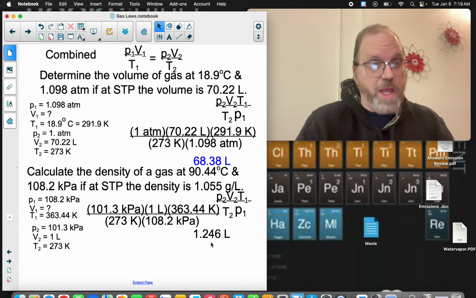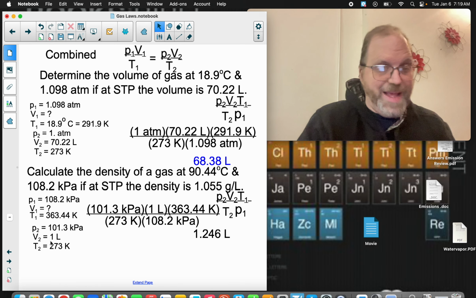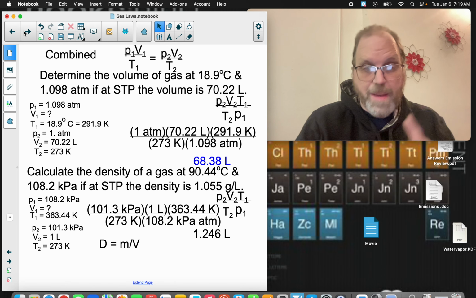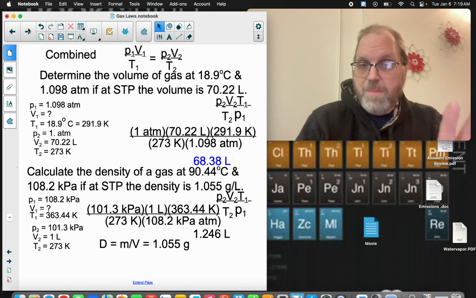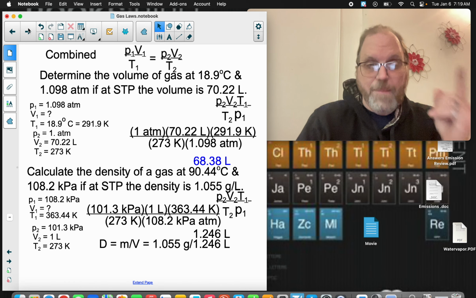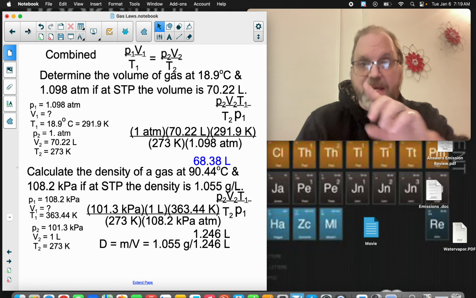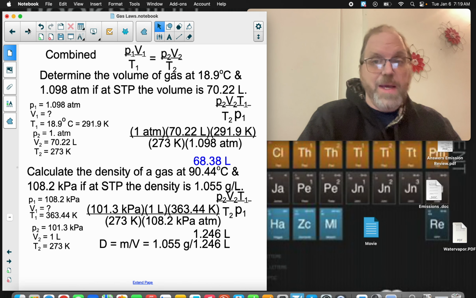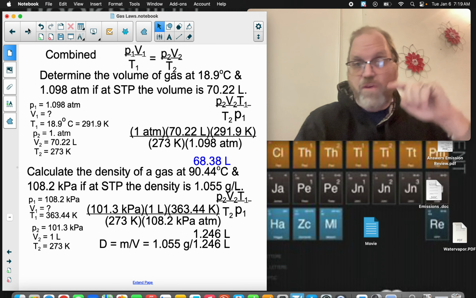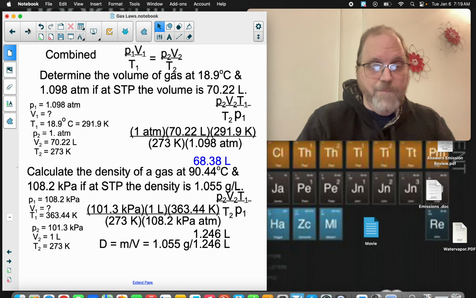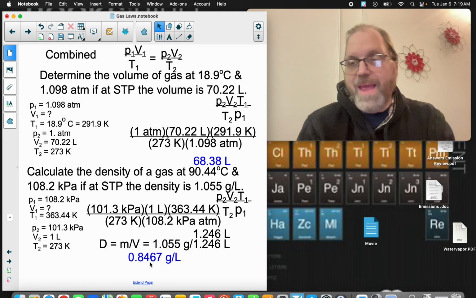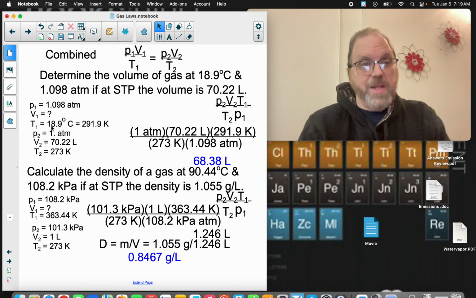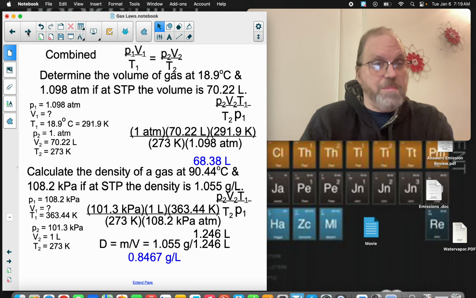That's how much the volume changed. Remember, density is defined as D equals M over V. My mass is still 1.055 grams, but the volume is now changed. Instead of being 1 liter, it's 1.246 liters. That's going to change the density, okay? Because although the mass didn't change, the volume did. So my new volume, 4 sig figs, I get 0.8467 grams per liter. So that's how we do a density problem with combined gas law.